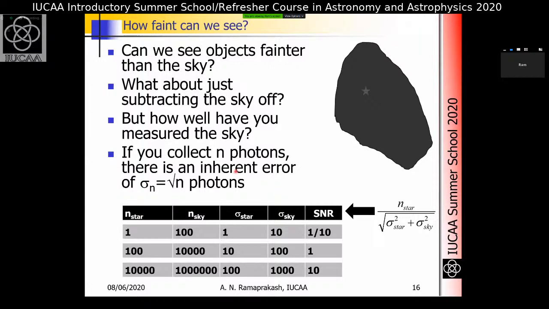And we found that if we collect a certain number of photons, there's a certain inherent error in that measurement. By collecting more and more photons, by using bigger telescopes or staring at the same object for a longer duration, you can make the uncertainty or your error in measurement, expressed as a signal to noise ratio, small enough that you will be able to detect the object.